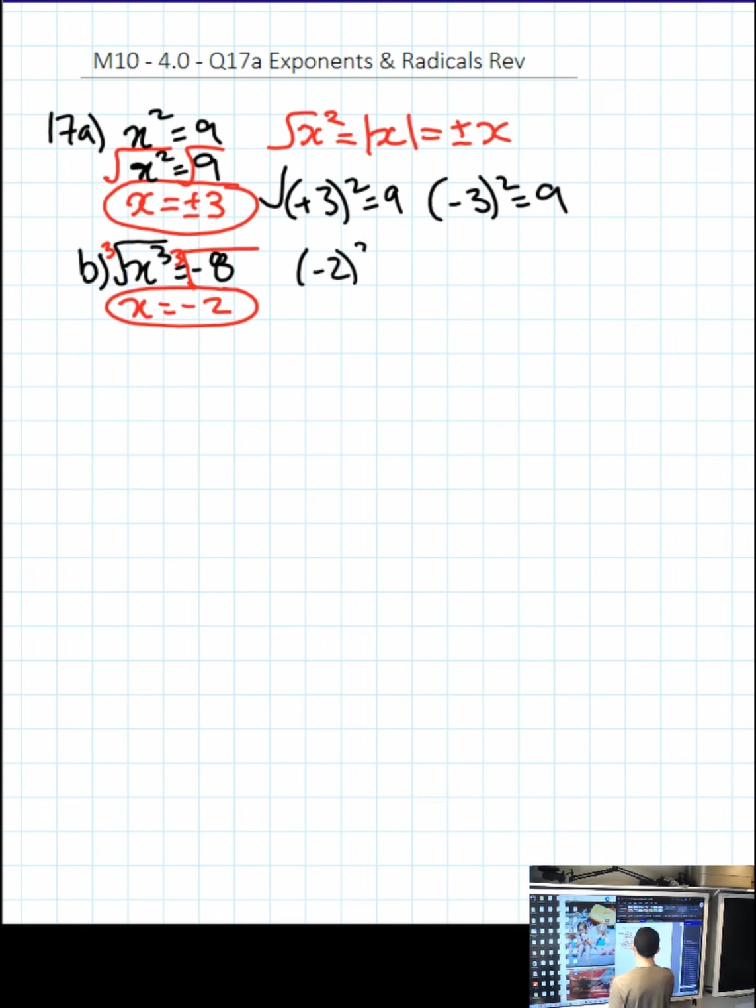Negative 2 cubed is negative 2 times negative 2 times negative 2. We have 3 negatives, therefore the answer is negative. And 2 cubed is 8, therefore our answer x equals negative 2 is correct.